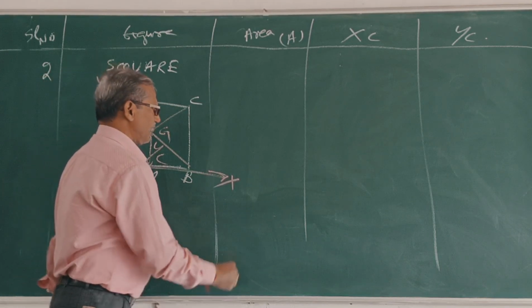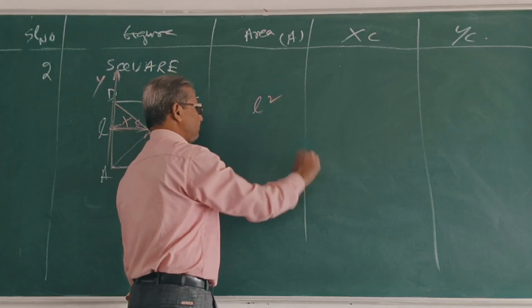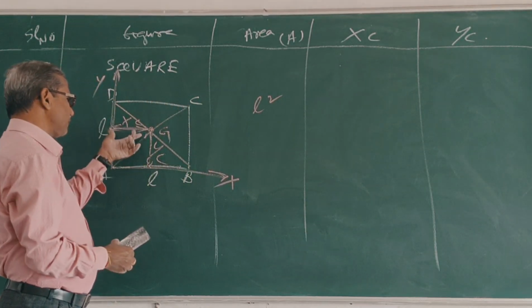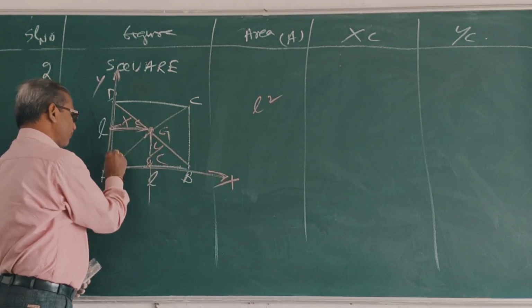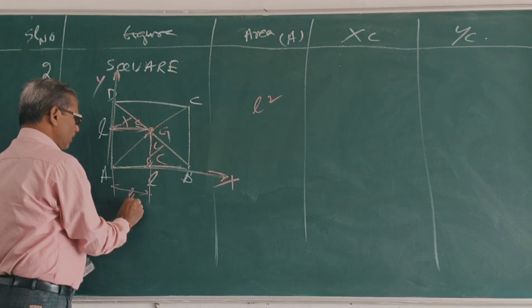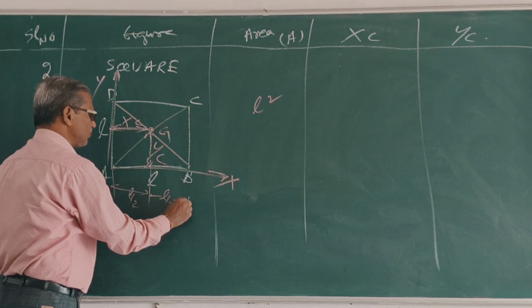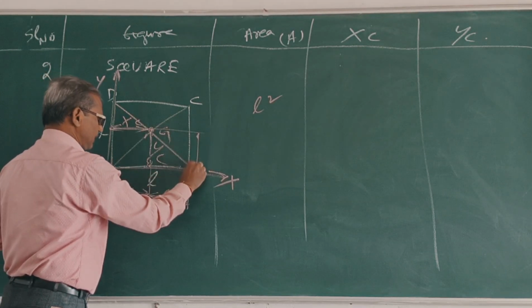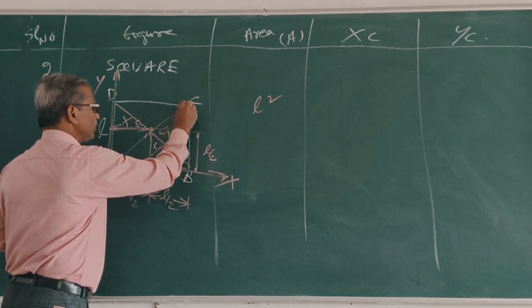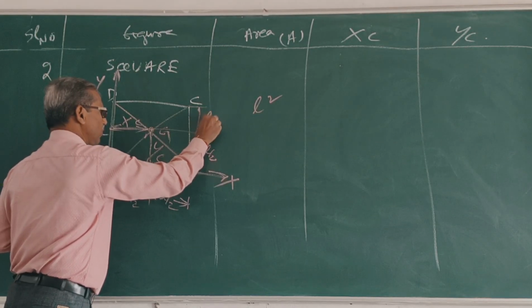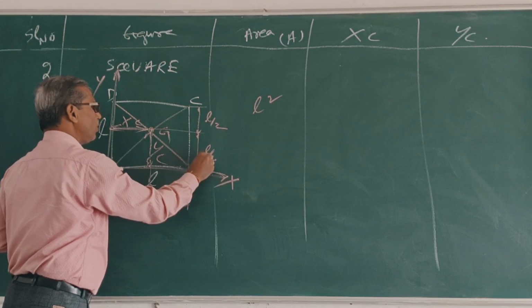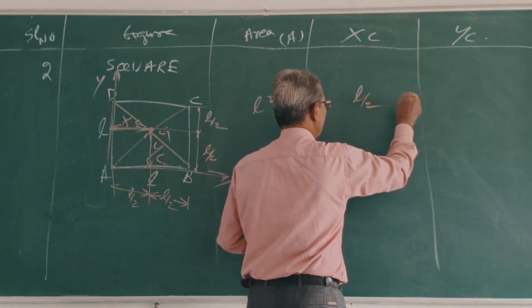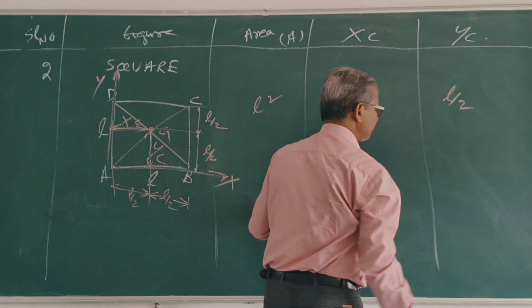Clear? What is the area? L square, length times length. What is XC? This is L by 2. Similarly, this is L by 2. Clear? So X is equal to L by 2. Y is equal to L by 2.